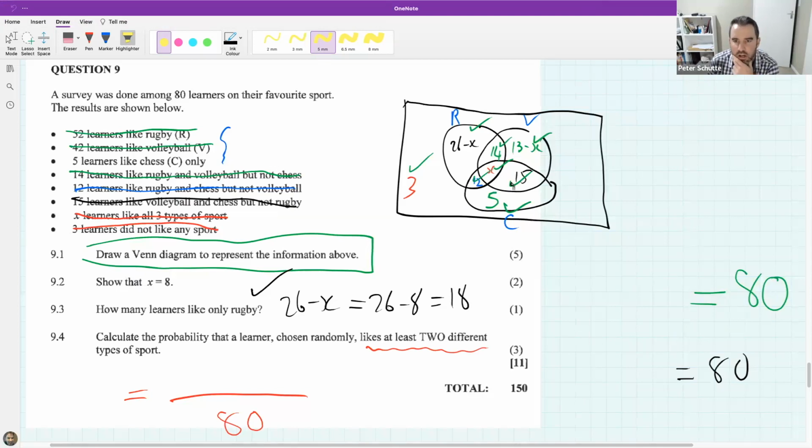So I think we need all of these guys because at least 2 different, but we also need x because then they're like 3 different sports. So what are we going to get for this total here? Well, this is going to be 12 plus 8 is 20, 35, 49. And there's a 49 out of 80 chance of choosing someone who likes at least 2 different sports.